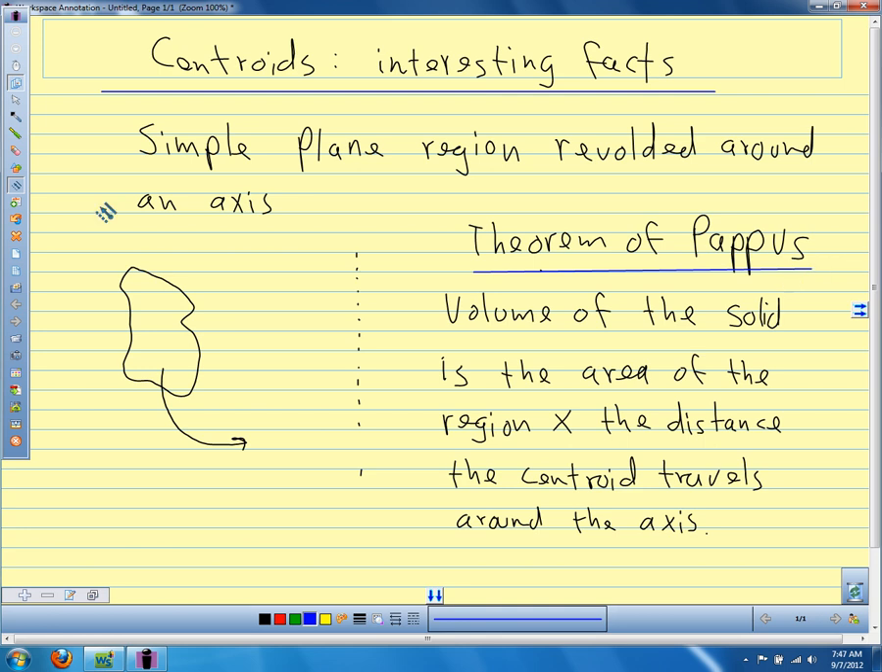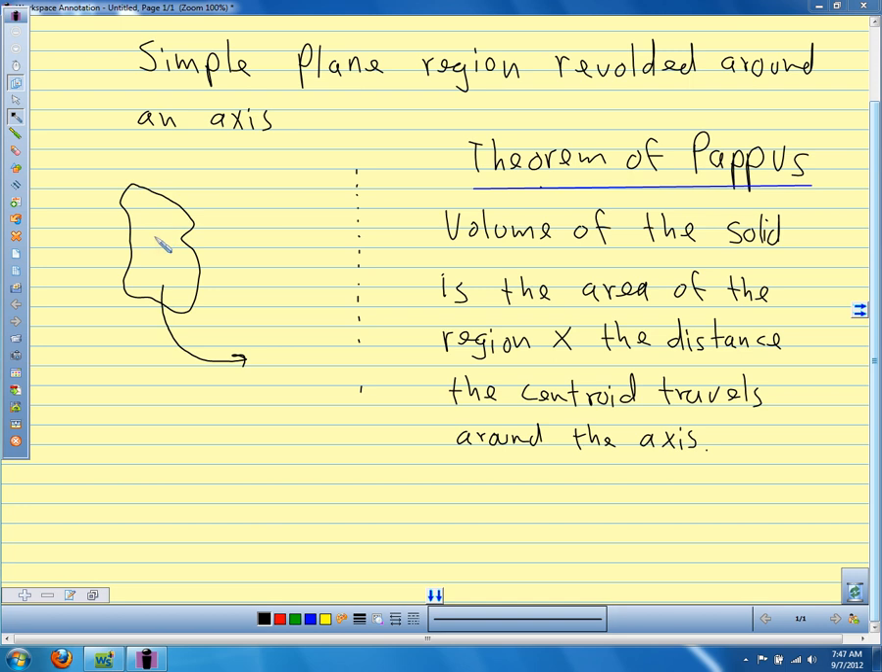So if we think about some plane region, trying to find that volume of the solid using disks, washers, something to find the volume of some arbitrary plane region, depending on the region, it can be really difficult. Well, the Theorem of Pappus says all we need to know is the area of the region. We need to know the location of the centroid, and then we can figure out the volume of revolution. All we have to do is multiply that area by how far the centroid travels around the axis.